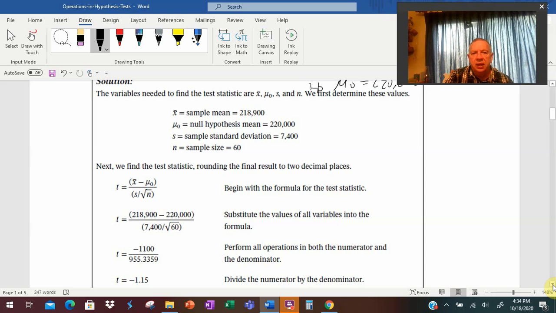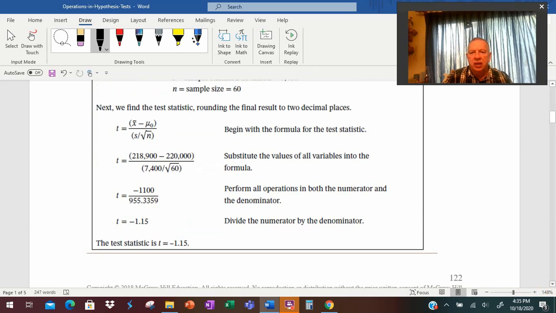Here's my sample mean minus the hypothesized value, the 220,000. That's from the statement. I do this calculation first. Now notice that this is less than this, so this will be a negative value, right? If it's bigger than that, it's going to be a positive value. And then here I do this calculation, 7,400 divided by the square root of 60. That gives me that. And then I do the calculation here. I just don't want to run a string of numbers together and expect the calculator to know that I want to do this or this, okay? So the test statistic, t, is negative 1.15.